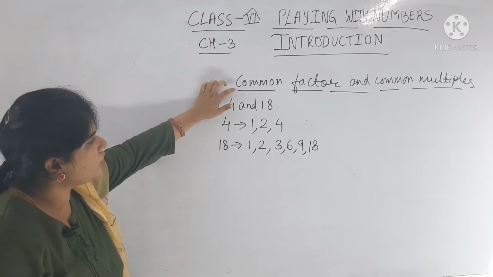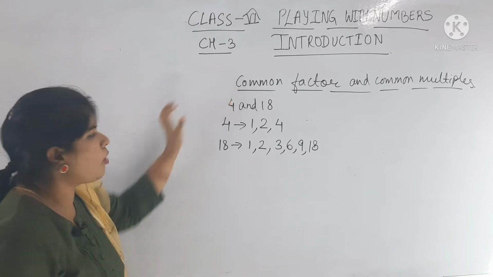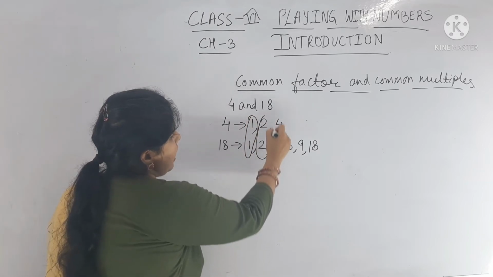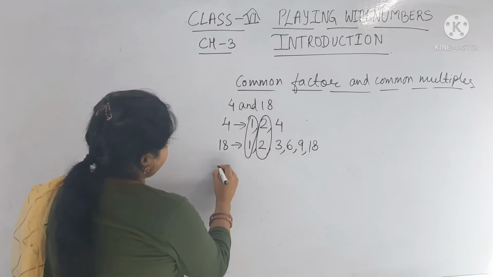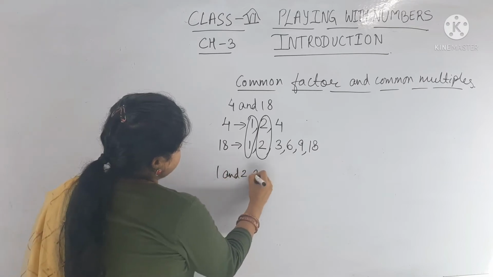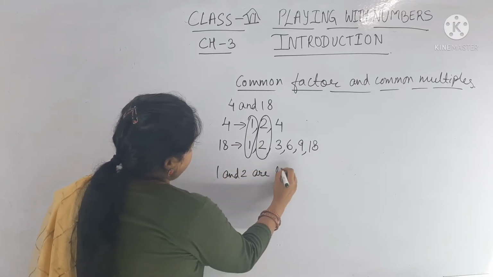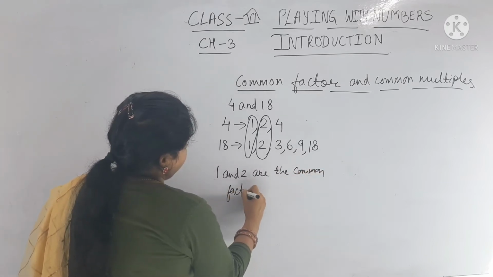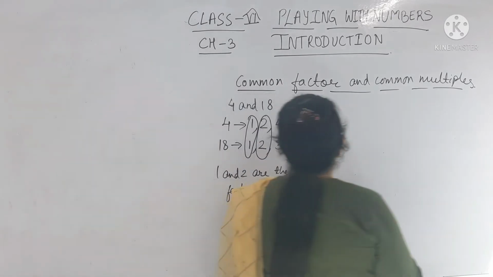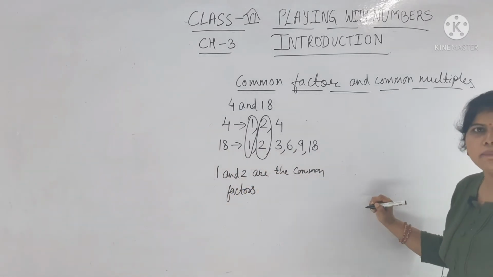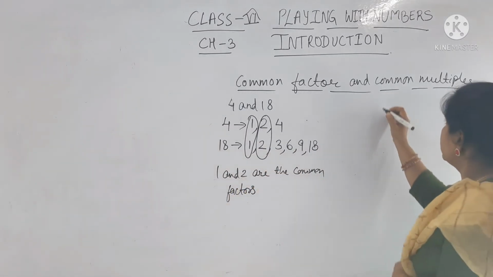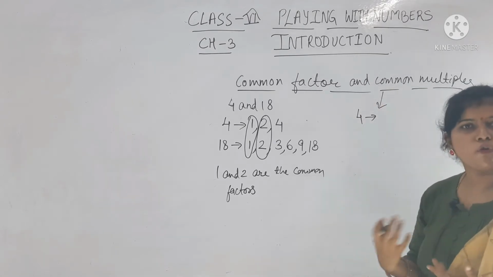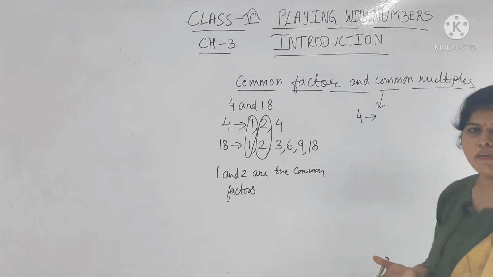So we have to find the common factors. Common means in both. Here 1 is common and 2 is common. So 1 and 2 are the common factors. Okay, for the common multiples, these were the common factors, and multiples means the multiplication table. Let's see, for 4 and 6, the common multiples are infinite.